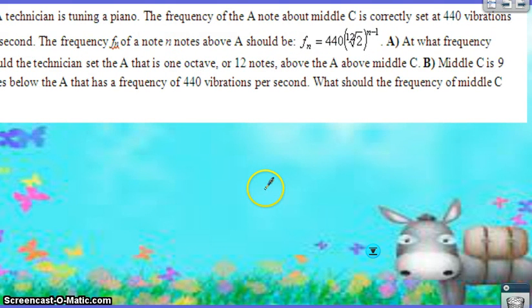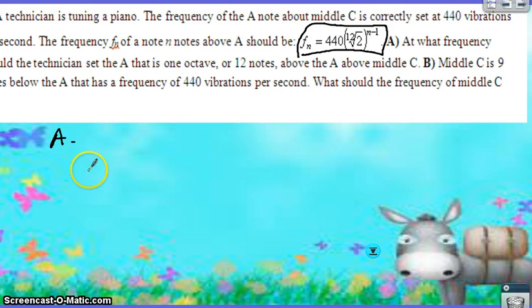A technician tuning a piano. That's what this scenario is about. The frequency of the note A, note above middle C, is correctly set at 440 vibrations per second. The frequency, F sub n, of note N, notes above A, should be, and there's our formula. Okay, take note of the formula. This one asks us two different questions. For letter A, at what frequency should the technician set the A that is 1 octave or 12 notes above A above middle C? Well, there you go.